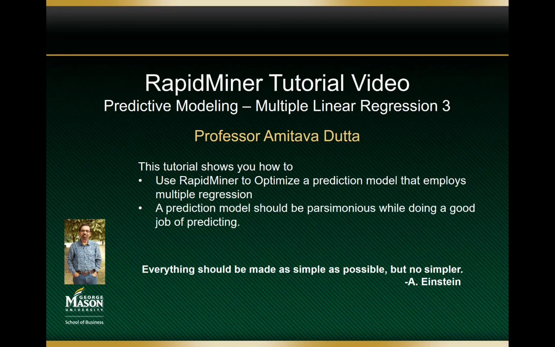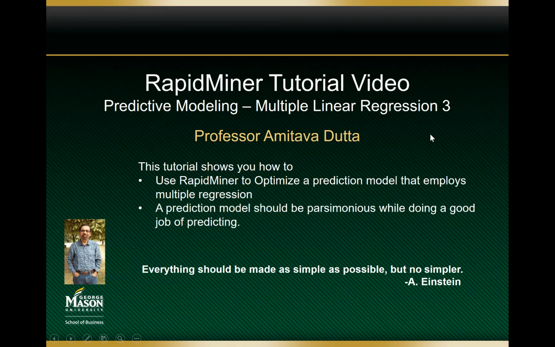In this tutorial, we will learn how to use RapidMiner to optimize a prediction model that employs multiple regression. Our guiding principle here will be that a prediction model should be parsimonious while doing a good job of predicting. I'm assuming that you're familiar with the conceptual foundations of multiple regression and that you have watched my prior 2 tutorials that show how to use RapidMiner to build multiple regression models.